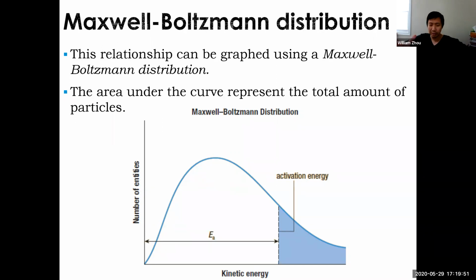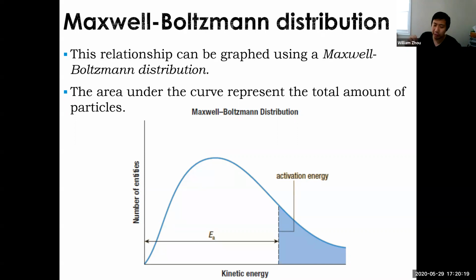So imagine this thing. Okay, you have the x-axis, kinetic energy. That's how fast you're moving. You go from 0 to a really high number. On the y-axis, you have the number of entities. So how many molecules exist with that kinetic energy. And you can see that most molecules have an intermediate kinetic energy in the middle. Very few have really high kinetic energy, and very few have really low kinetic energy.